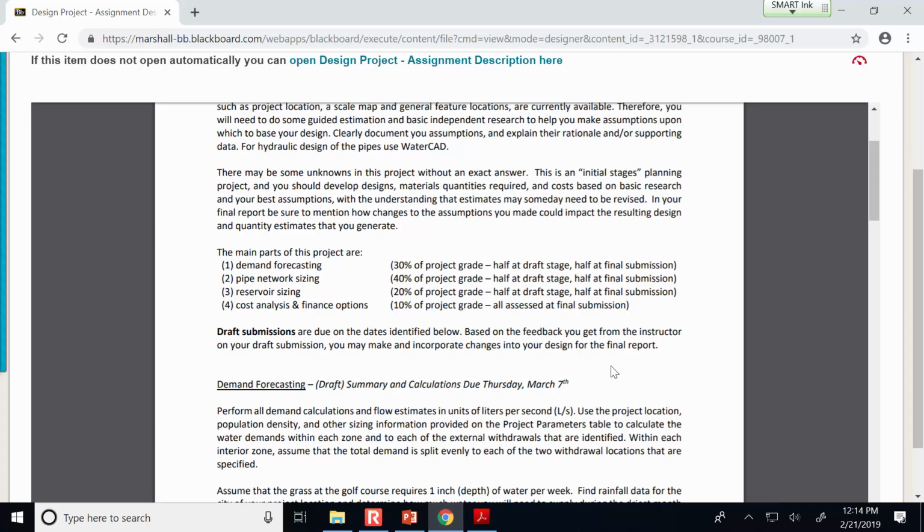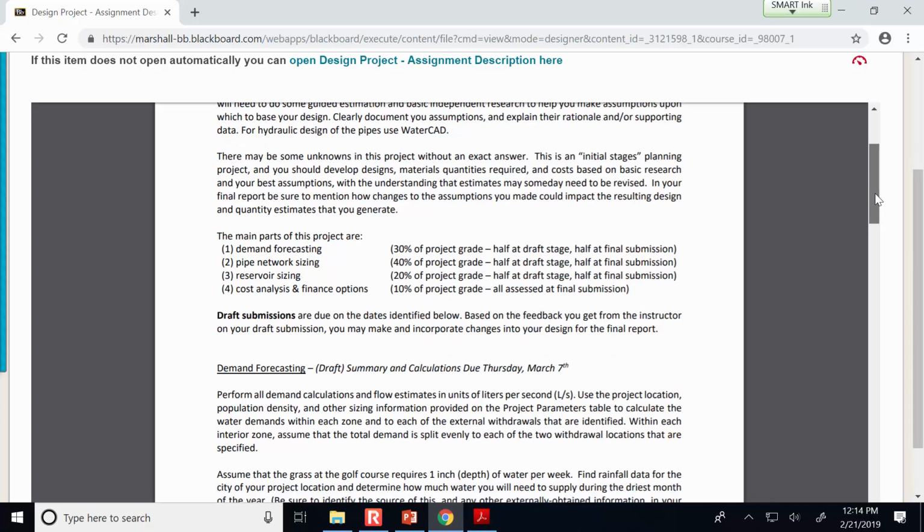And so if you really miss the point of a whole assignment and you do your best, but it's really wrong, then I'm going to give you that feedback soon enough that you can make changes before it affects your pipe network sizing. And then I'm going to look at your design of your network, and I'm going to give you that feedback before you size how big the tank has to be up on the hillside. And then you'll have all of that feedback before you start doing a cost analysis and putting together the finance options. And so it's broken up into phases.